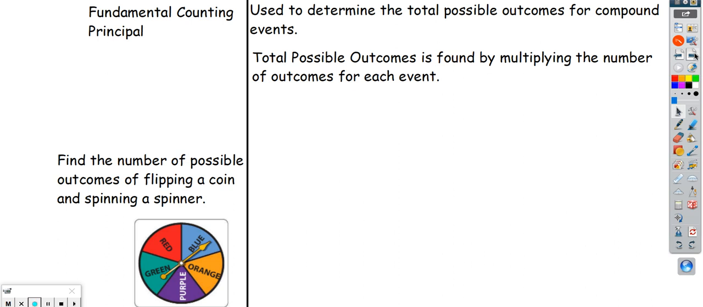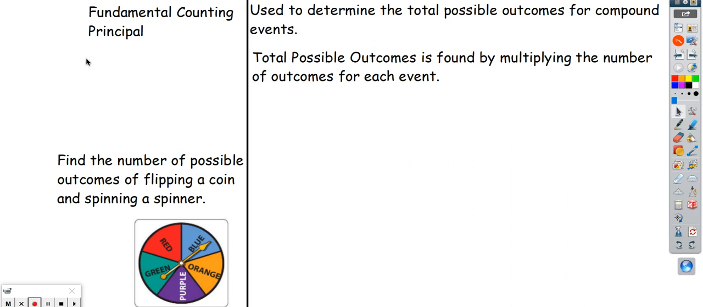So the next thing you're going to need to know is something we've already been talking about, but we have not given it a name. It's called the fundamental counting principle. And this is just used to determine the total possible outcomes for compound events. So total possible outcomes is just found by multiplying the number of outcomes for each event. And like I said, we've been doing this. Now we're just giving it a name.